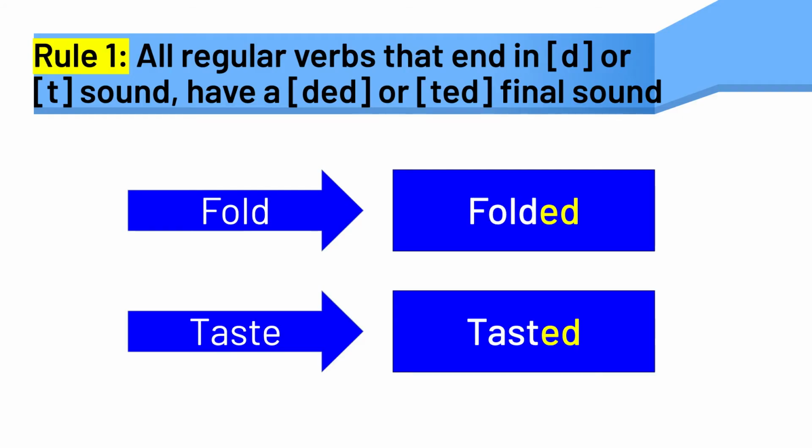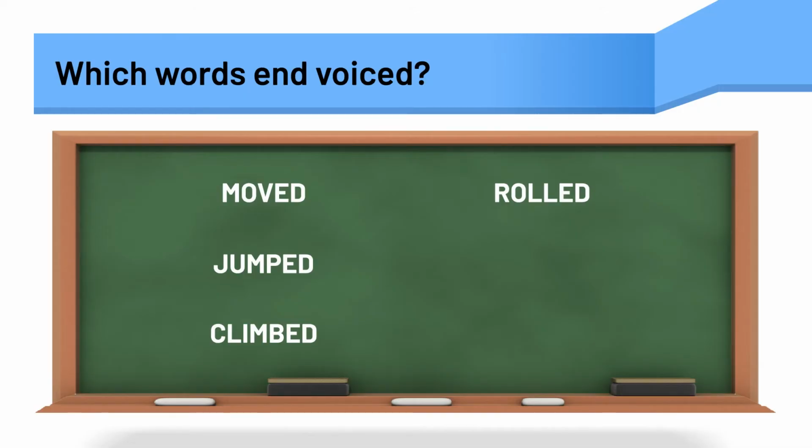Welcome back. Let's review to see if you were able to find all the verbs that rule number 1 applies to. What is rule number 1 again? That's right, it has the final d or t sound. Okay, let's see which words you identified. Did you select landed and waited? That's correct! Landed and waited. Awesome! Now we are left with 4 verbs: moved, jumped, climbed, and rolled.